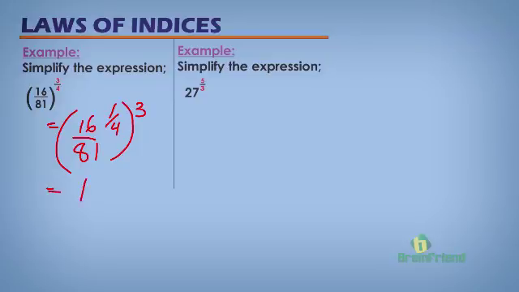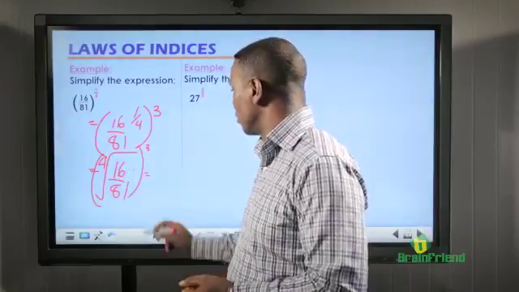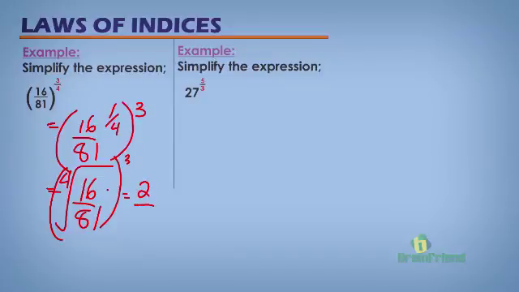This would give us 16 over 81 4th root all raised to power 3. This, of course, will give us the 4th root of 16, which is 2, and the 4th root of 81 would give us 3. So this is this, and of course we would have 2 raised to the power 3 is 8, 3 raised to the power 3 is 27. And that's our answer.